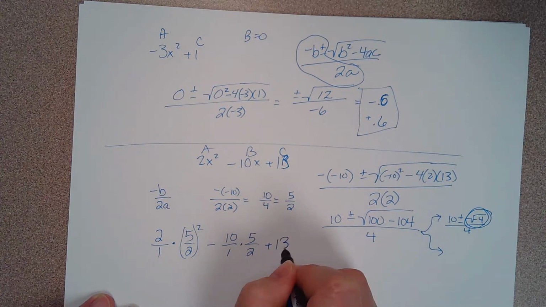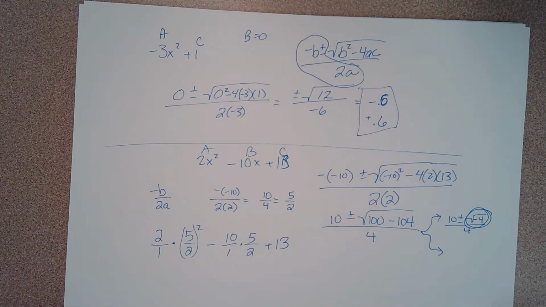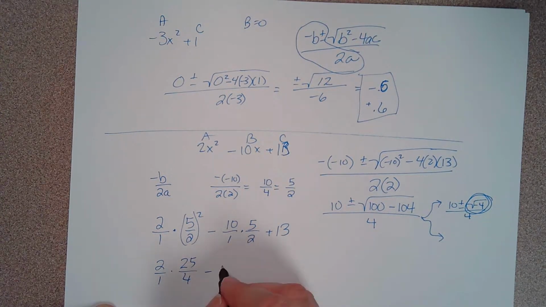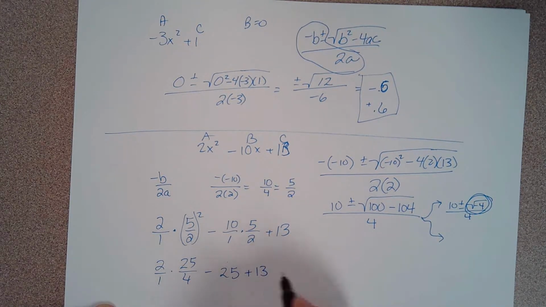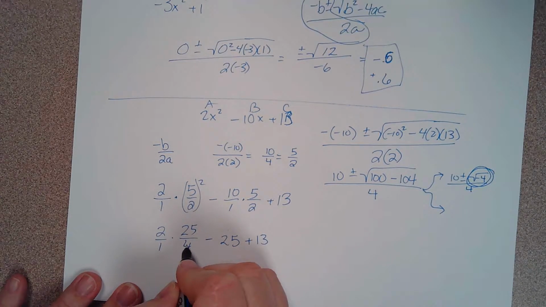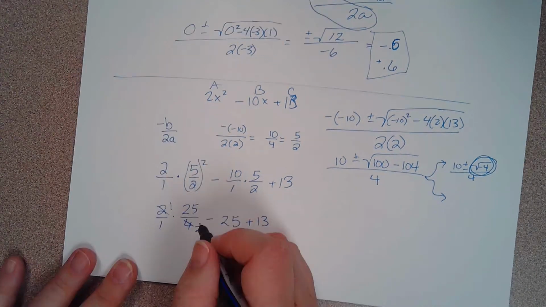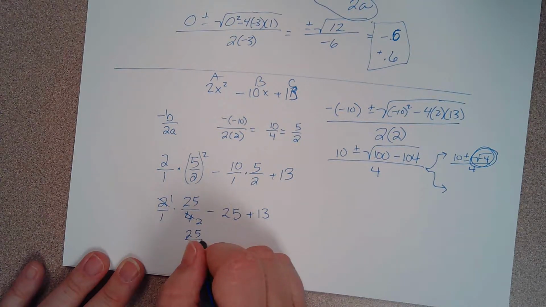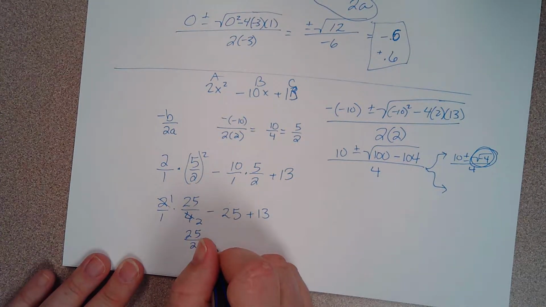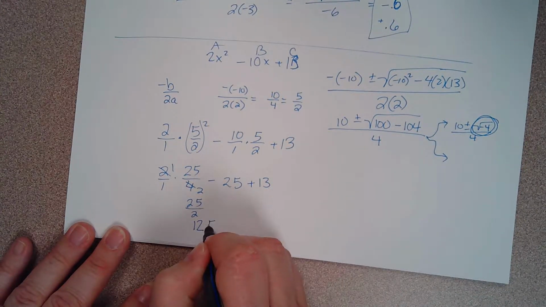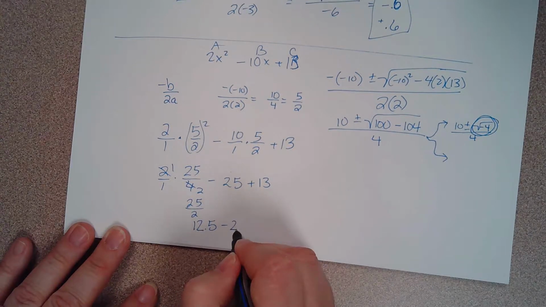The good news is that you can do some reduction here. So this is 2 over 1 times 25 over 4 minus, this is going to become 5 times 5, which is 25, plus 13. So this here will reduce. This will become 2. So I have 25 over 2. So 25 over 2 is basically going to be 12 and a half. So 12.5 minus 25 plus 13.